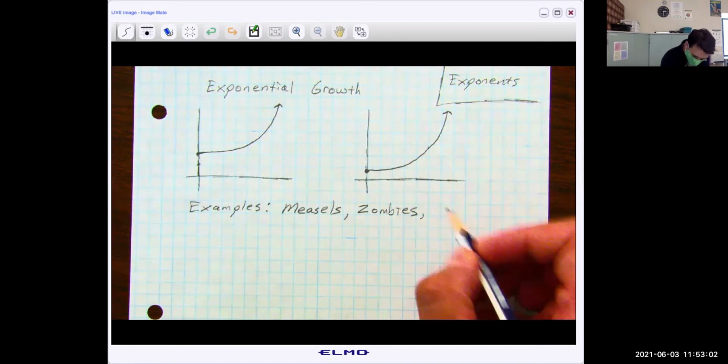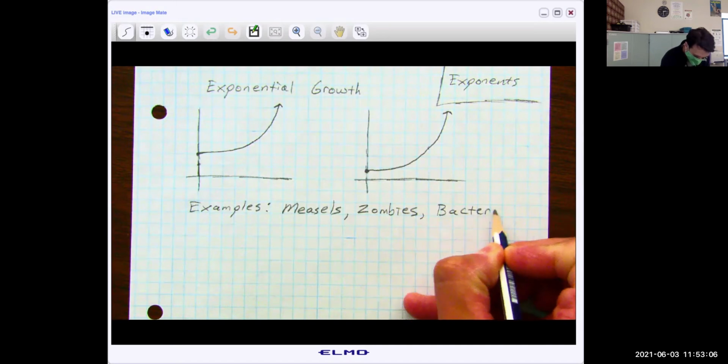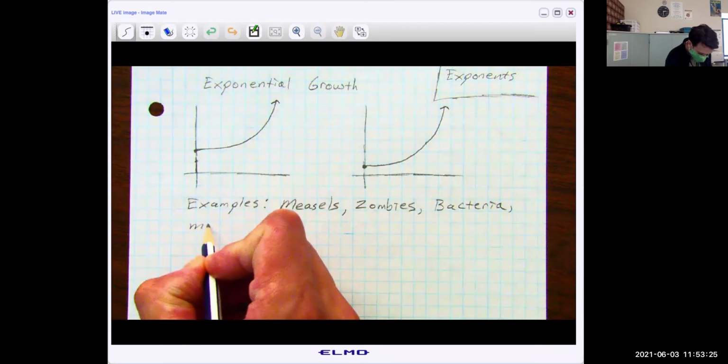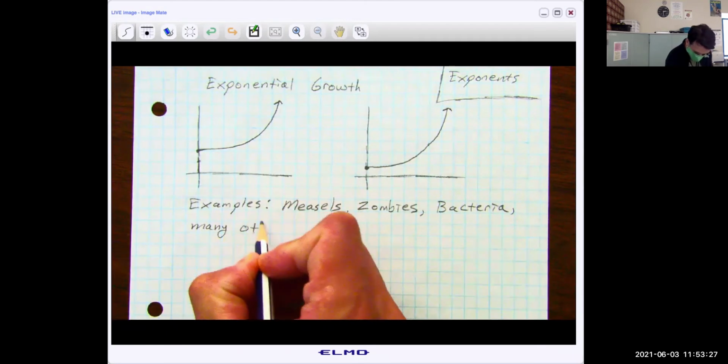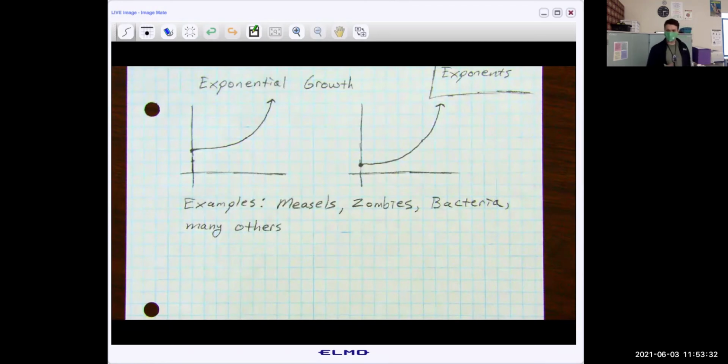You see this sometimes with bacteria. Bacteria shows up a lot in science. You have bad bacteria that can make you sick, but you also have good bacteria that helps keep your immune system healthy. Those generally follow exponential growth. And then there's many other examples too. So that's where they show up in real life.